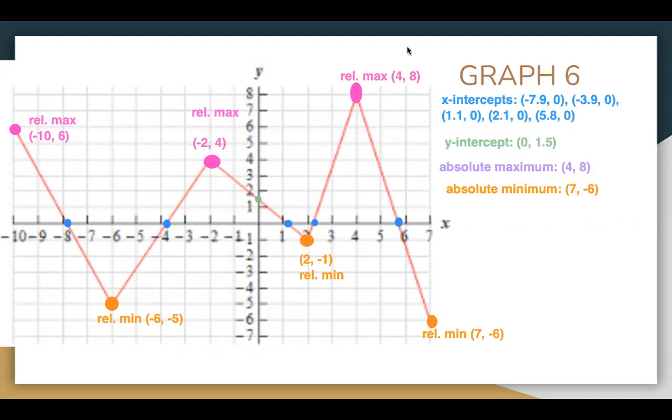Even if it's an absolute maximum, it is still a relative maximum. That's the end of the points video. If you need help with intervals, there will be another video posted for that later.